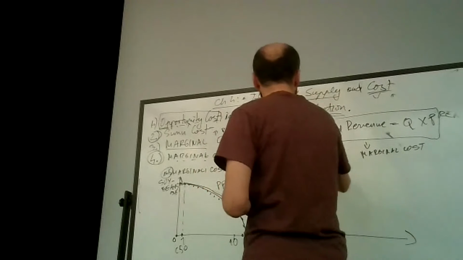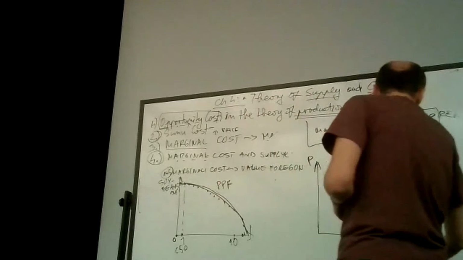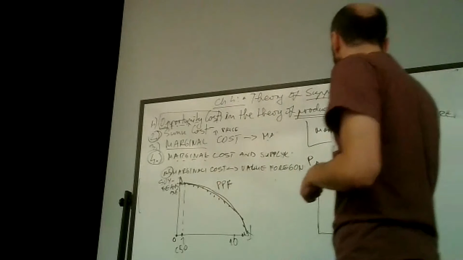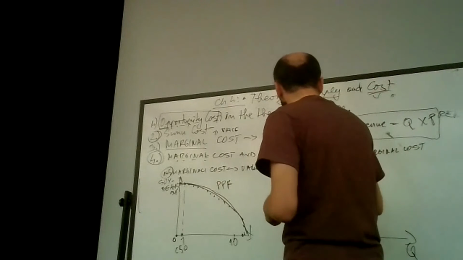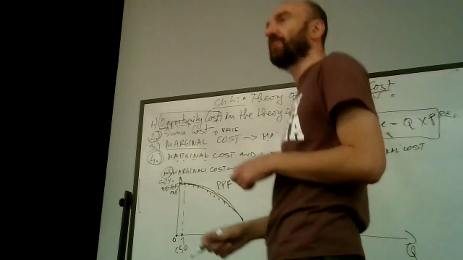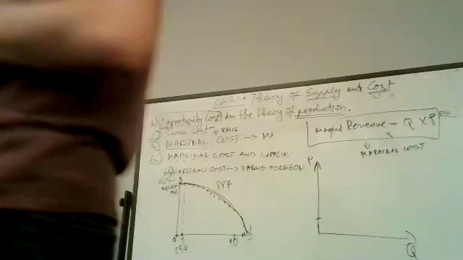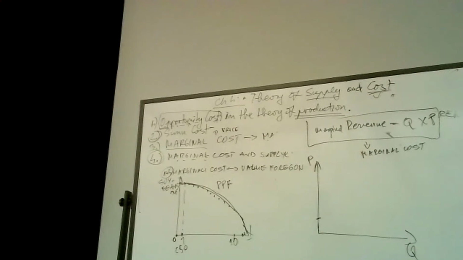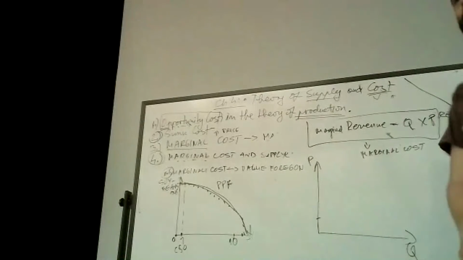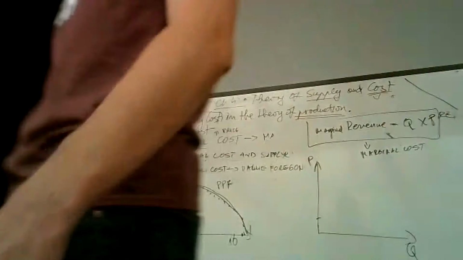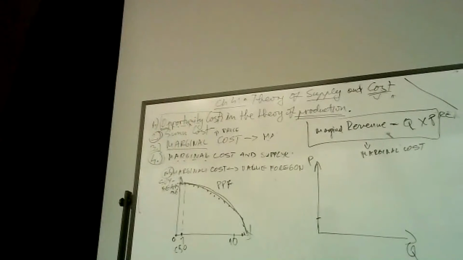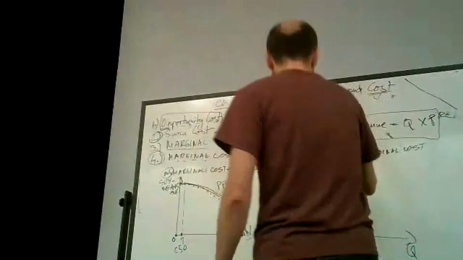You have the same coordinate system, price and quantity here. What do you think? What is the shape of the supply curve? So the shape of the demand curve is like this, downward sloping. Supply curve, the other way around, upward sloping. Why is that the case? What do you think?